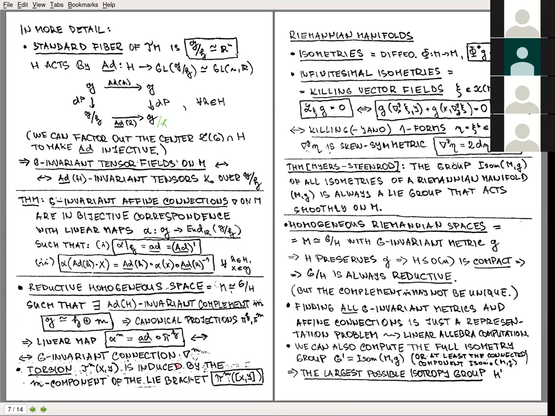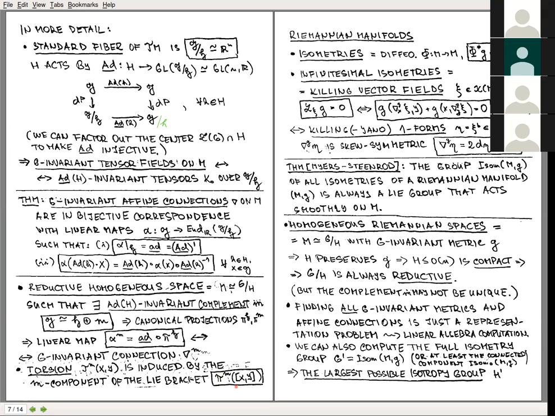So in this case, we can easily induce G-invariant connections from these complements, and the torsion of this connection is induced just from the algebraic Lie bracket, projected on the M component. So we take some elements of M, X and Y, which are models in the standard fiber of two tangent vectors. We take the Lie bracket and again project on the M component. There is also some minus sign, but it's indeed the torsion. It's computable just from the Lie bracket projected on the M component.